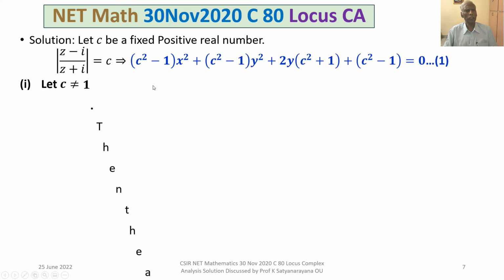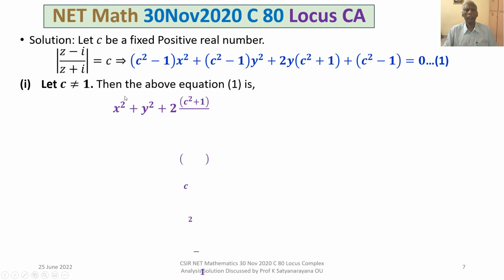Let's consider case 1. Let C not equal to 1. Then the above equation becomes, dividing throughout by C square minus 1, x square plus y square plus 2 times (C square plus 1) by (C square minus 1) into y plus 1 is equal to 0. And what is this? This is the equation of a circle.